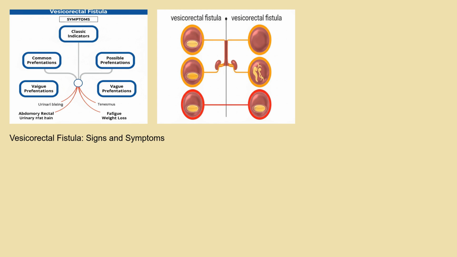The signs and symptoms of a vesicorectal fistula can be distressing and significantly impact quality of life. Pneumaturia, or the passage of air in the urine, is a classic symptom, often described as bubbles when urinating. Fecaluria, the presence of fecal matter in the urine, is another hallmark sign. Patients may also experience recurrent urinary tract infections, often accompanied by abdominal pain, pelvic pain, and dysuria or painful urination. Rectal irritation, diarrhea, and the passage of urine through the rectum can also occur. In some cases, patients may experience vague symptoms such as fatigue, malaise, and unexplained weight loss due to chronic infection and inflammation.